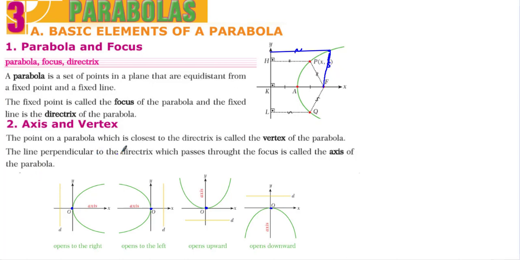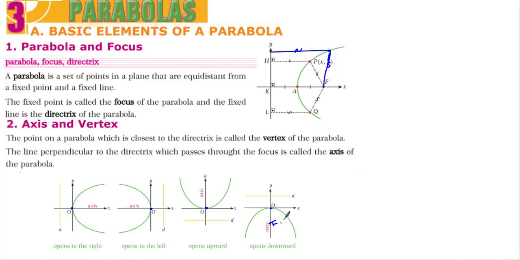The line perpendicular to the directrix which passes through the focus is called the axis. So here the x-axis is the axis of the parabola. The parabola can open to the right, open to the left, open upward, or open downward. So these are the axes. The focus point is on the axis. Here it is, this is the focus point.